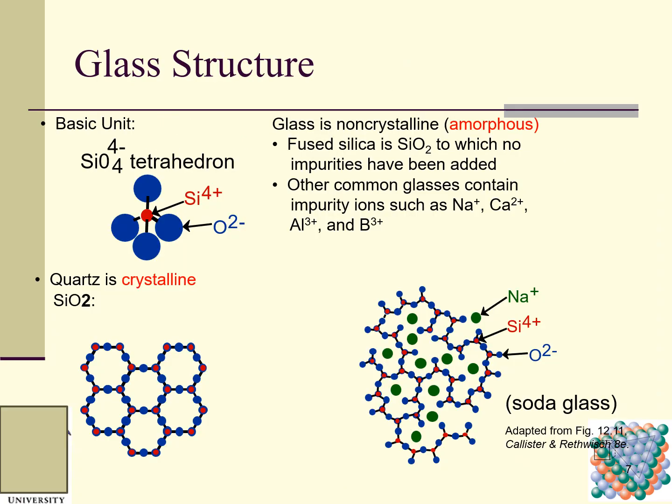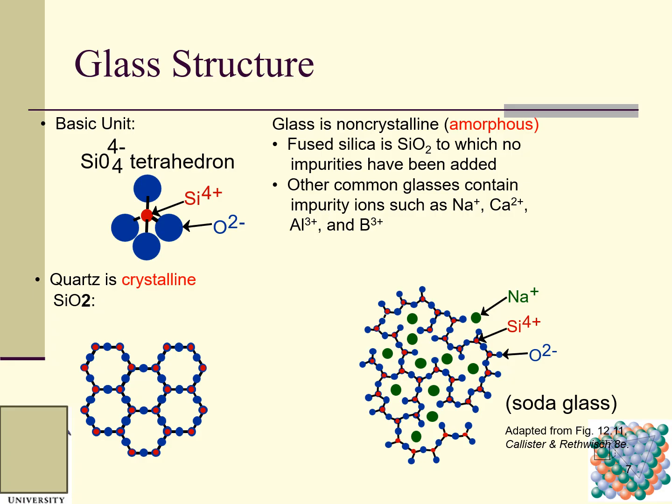And the glass structure's basic unit, without loss of generality, we use the silicon oxide tetrahedron. So here is a silicon cation, 1 silicon, and 4 oxygen ions.